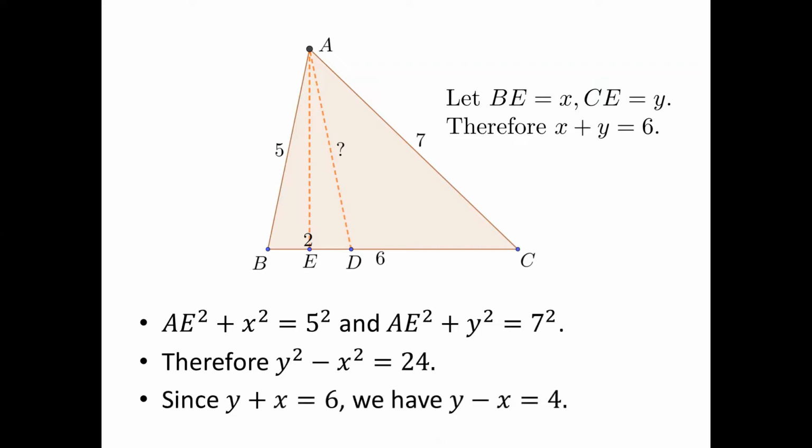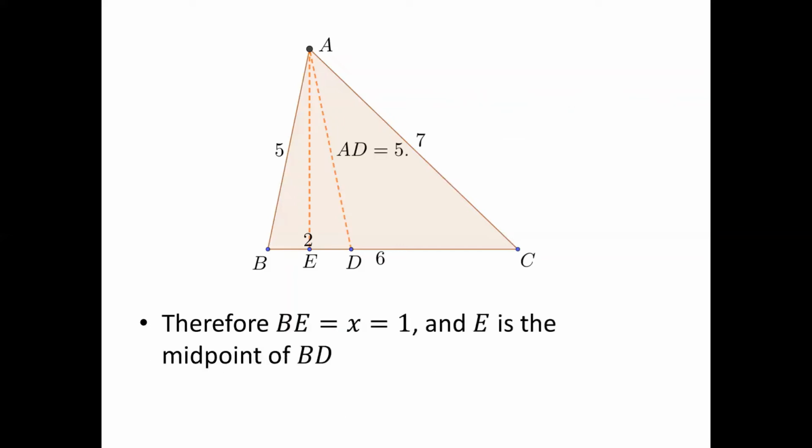We already know X plus Y is 6. A simple division will give us Y minus X equals 4. Y plus X is 6, Y minus X is 4. Therefore, BE, which is X, equals 1.